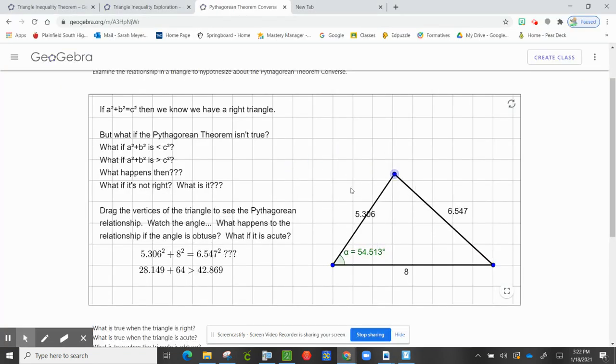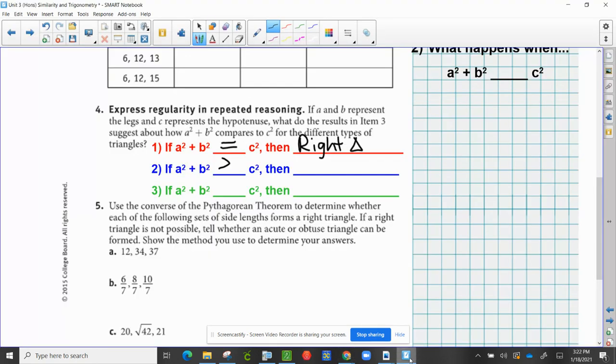So again, that happened when we had something smaller than 90 degrees. So if A squared plus B squared is greater than our C squared, then we have an acute triangle, which means all the angles will be less than 90 degrees. So the last one, if A squared plus B squared is less than C squared, smaller than C squared, then that's how we can tell if something is obtuse.